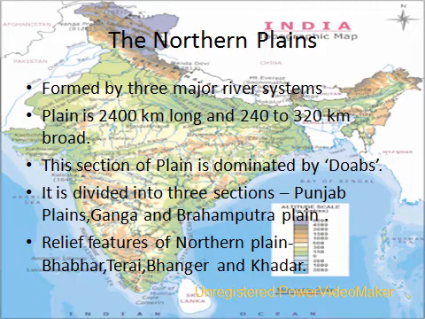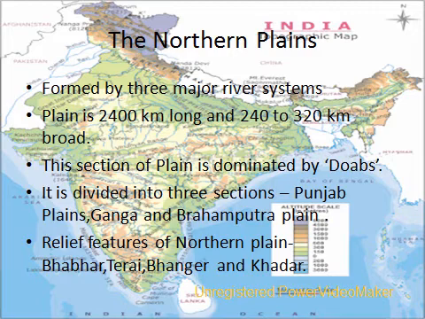Ganga plain extends between Ghagra and Tista rivers, and is spread over the states of Haryana, Delhi, UP, Bihar, Jharkhand and West Bengal. To the east in Assam lies the Brahmaputra plain. On the basis of relief features, the Northern plain is classified into four sections. Number 1 is Bhabar, second one is Tarai, third is Bhangar and fourth is Khadar.